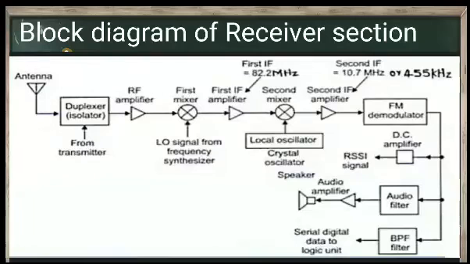The FM demodulator demodulates the signals and passes them toward the RSSI. RSSI stands for received signal strength indicator, and again the signal passes to the audio filter, and the audio filter sends it toward the loudspeaker. The loudspeaker speaks whatever input is coming from the antenna. Again this signal passes to the serial data to logic section for storing and other recording purposes. Now we discuss the detailed working of the receiver sections.